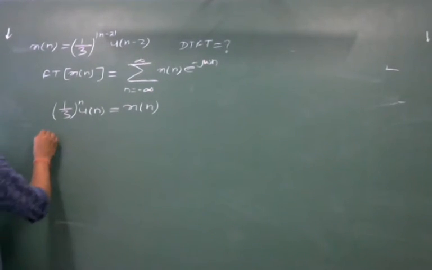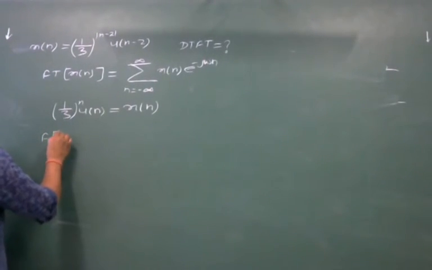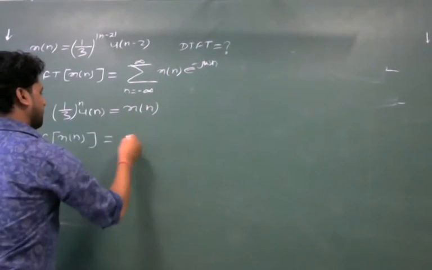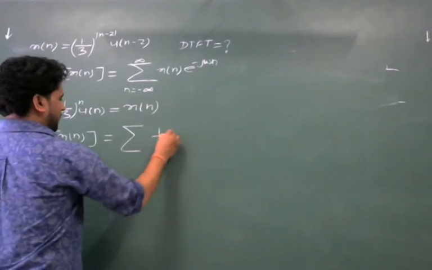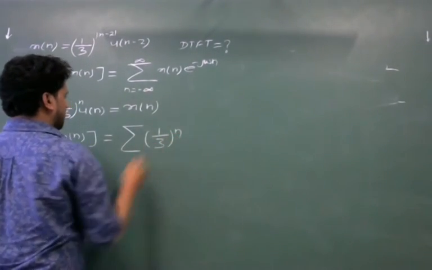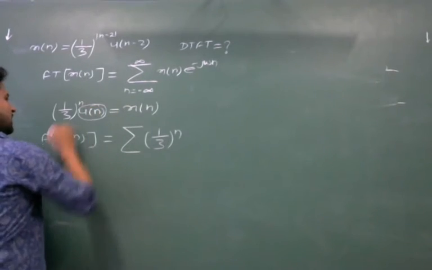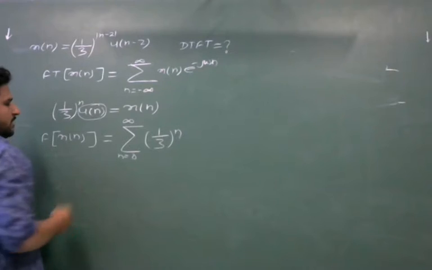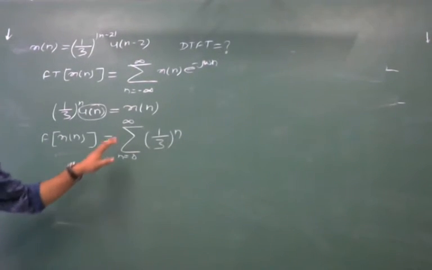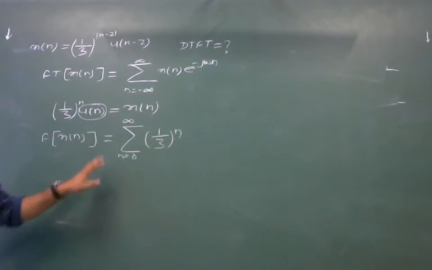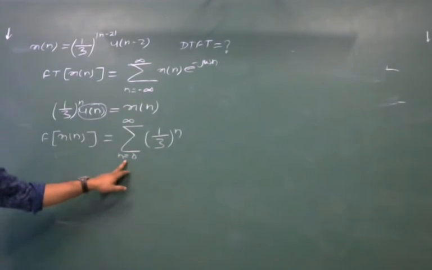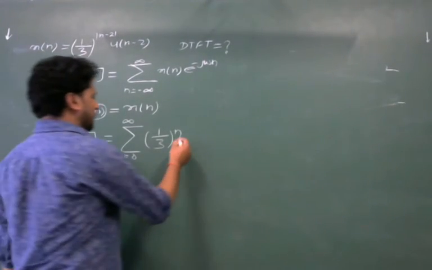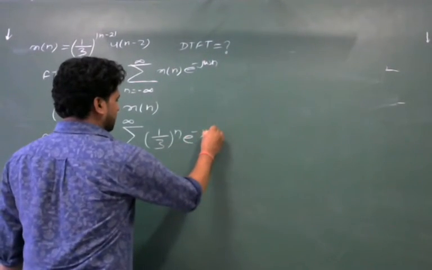Now to get the Fourier transform of this x of n, in place of x of n I will put here 1 by 3 power n, and because u of n is also here, this limit will become from 0 to infinity, because u of n exists only for the positive values of time. So I will put here the values of time from 0 to infinity. This will become 1 by 3 power n e power minus j omega n.